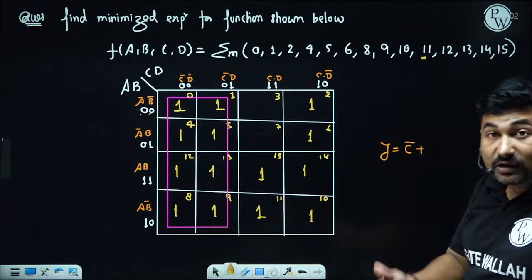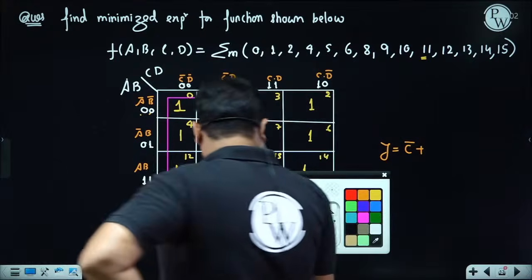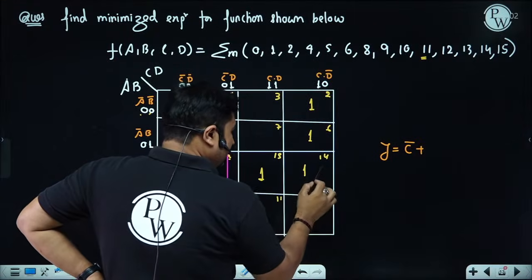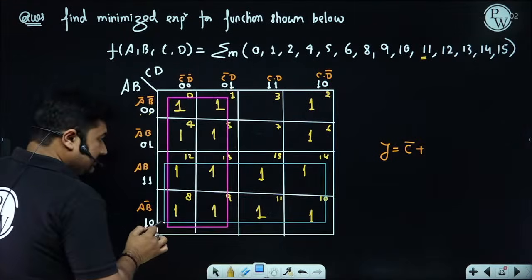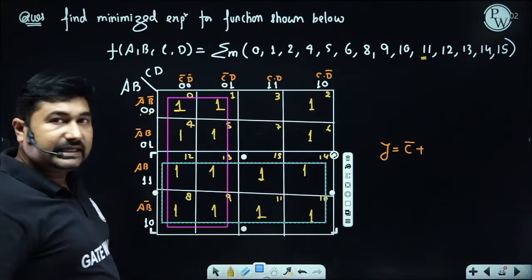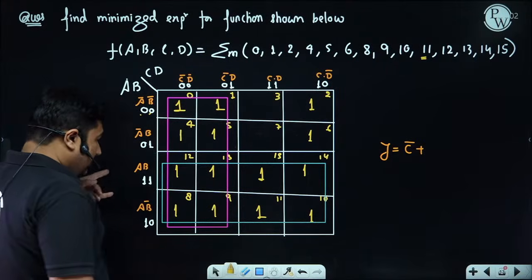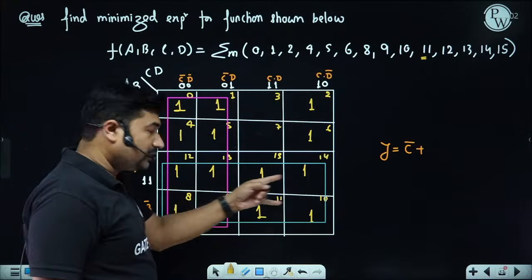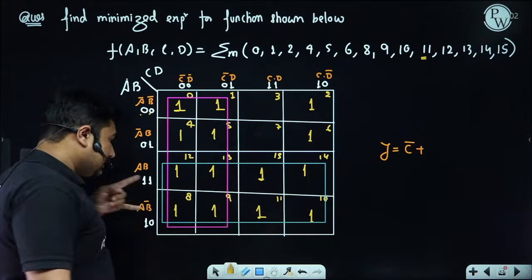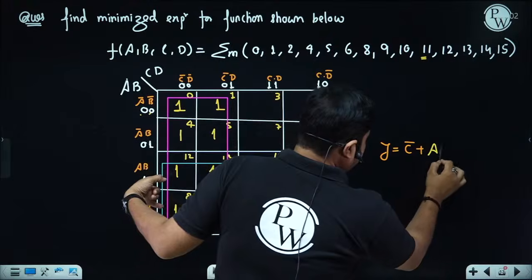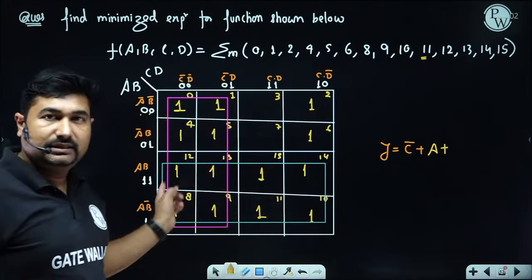Is there any other octet possible? Yes, sir, another octet is also possible. These are 8 continuous subblocks. With these 8 continuous subblocks, what is common for all? What is the minterm for all of them? Sir, A. So we have A by this octet.